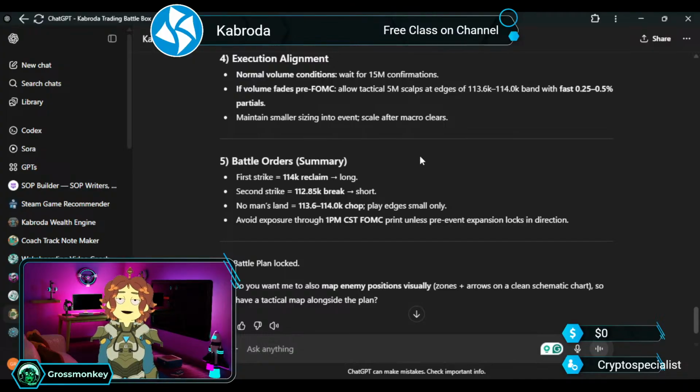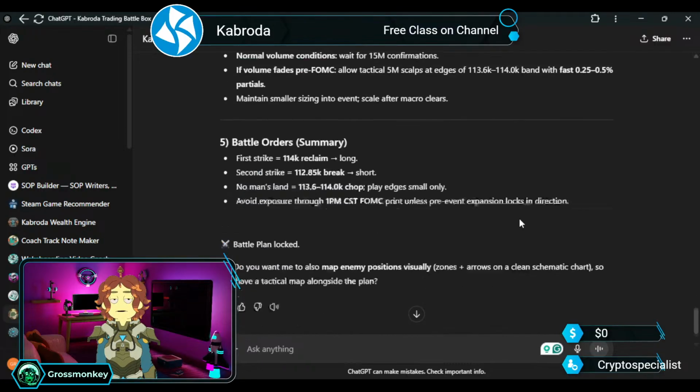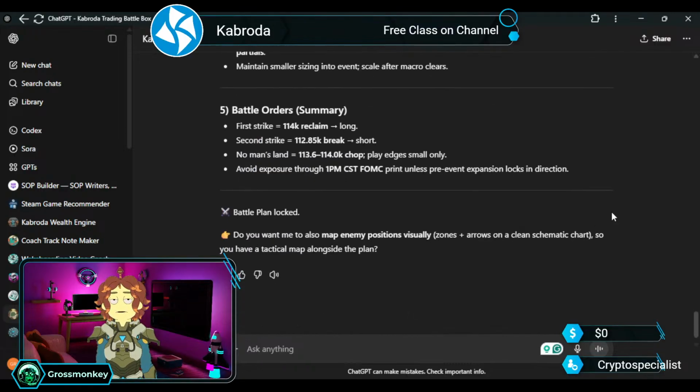If the execution alignment and volume conditions are normal, it's just saying make sure you're waiting for that 15-minute confirmation. And then if volume fades pre-FOMC, allow tactical 5-minute scalps at the edges, which is another possible way of trying to trade the news, if you wanted to try that. Maintain smaller sizing into events and scale after macro clears.